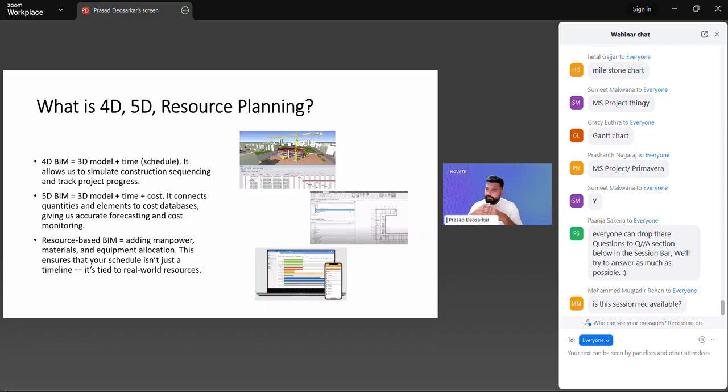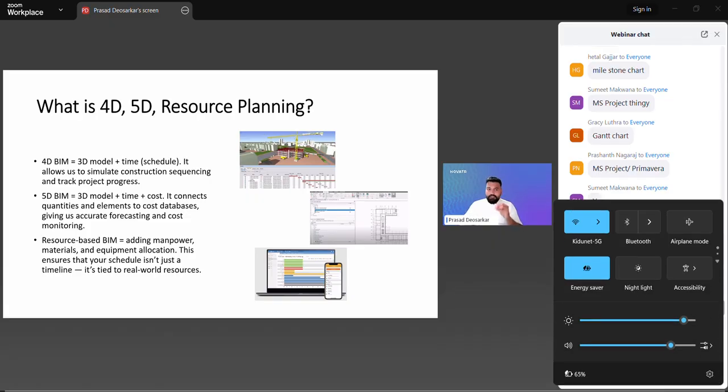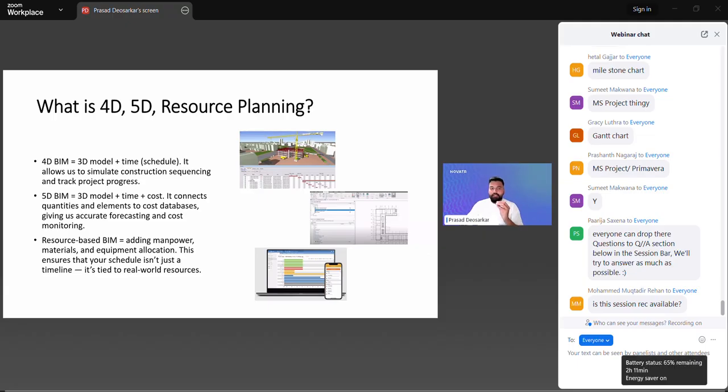Now, when we talk about 5D BIM, what is 5D? Similarly, when we link the time, we can also link the cost aspect of it. So when we link the 3D model to time and then link it to the cost, it connects the quantities and elements to the cost databases, giving us accurate forecasting for cost monitoring. So what is the meaning of 5D BIM now? Now I've integrated it with the timeline.